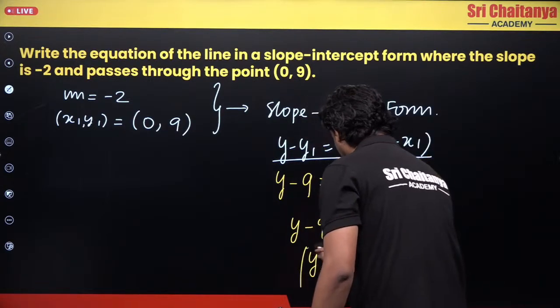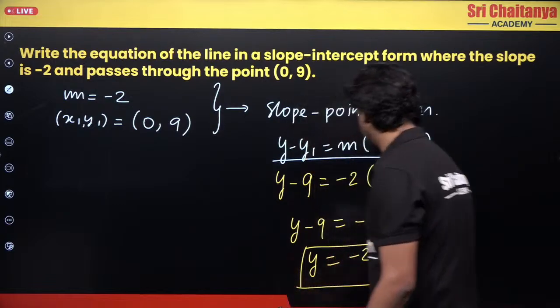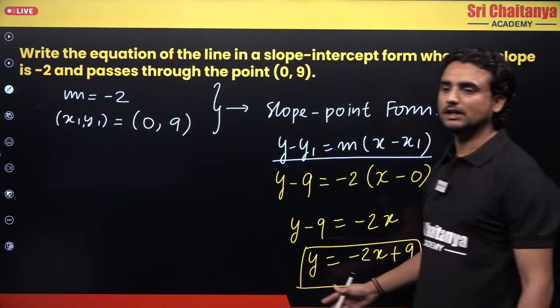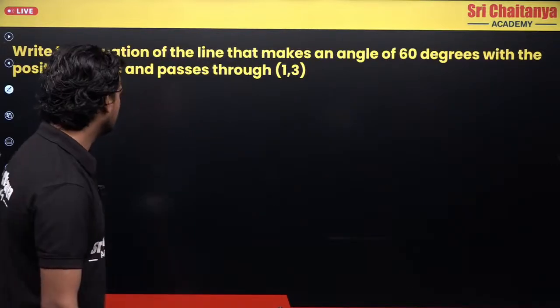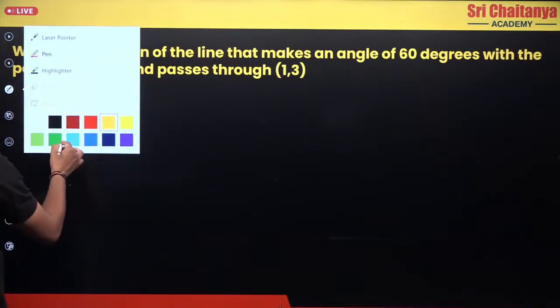So this is the final answer which I get here. Okay, so this is the equation of the straight line. I hope this is clear. Next, let's solve one more question.